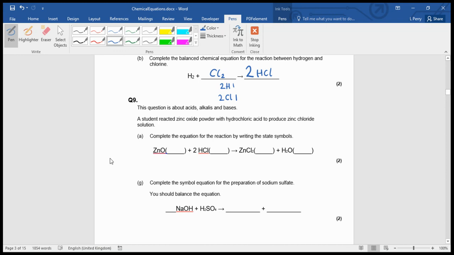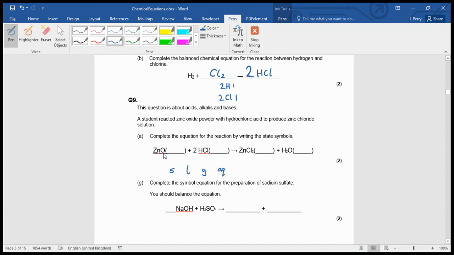Now the next one, complete the equation for the reaction by writing the state symbols. So there are 3 states of matter: solid, and its symbol is an S; liquid, symbol is an L; gas, symbol is a G; and anything dissolved in water is known as aqueous, which is AQ. So that's if I dissolve a salt or something in water.